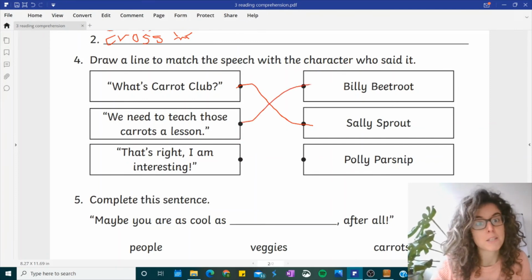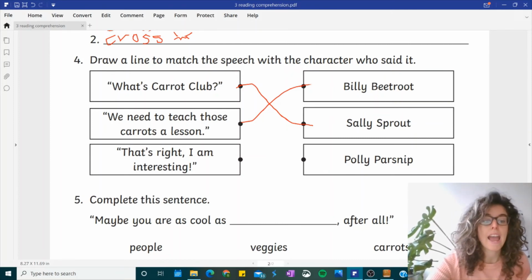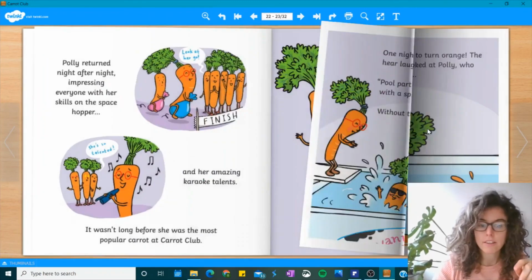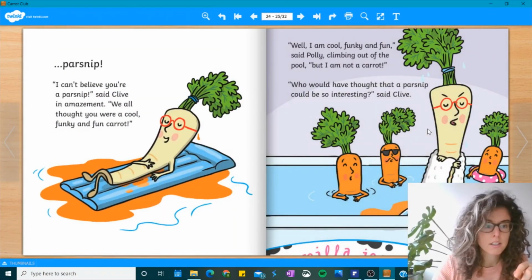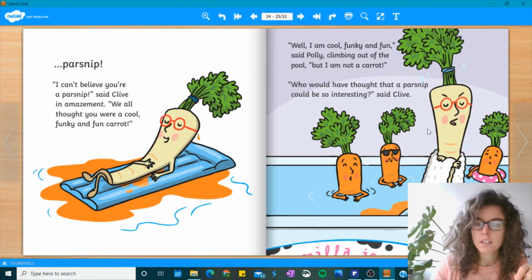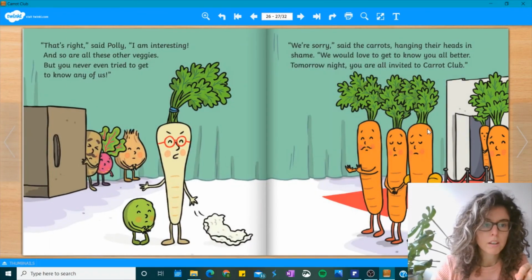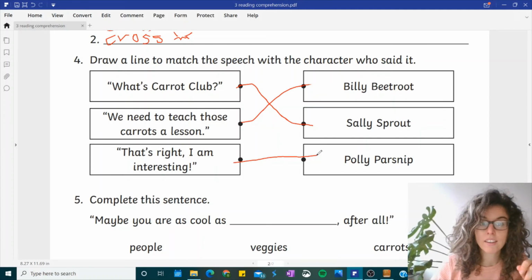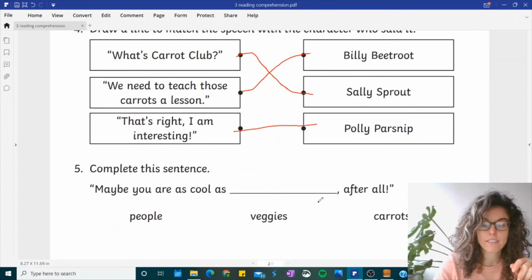And, last but not least, we only have 2 options left. That's right, I am interesting. Well, let's go and check, just to make sure. I think this is at the end. Here we go. That's right, said Polly. Polly, I am interesting. Okay, well, that shows us that the evidence is correct. Tells us that that's correct.